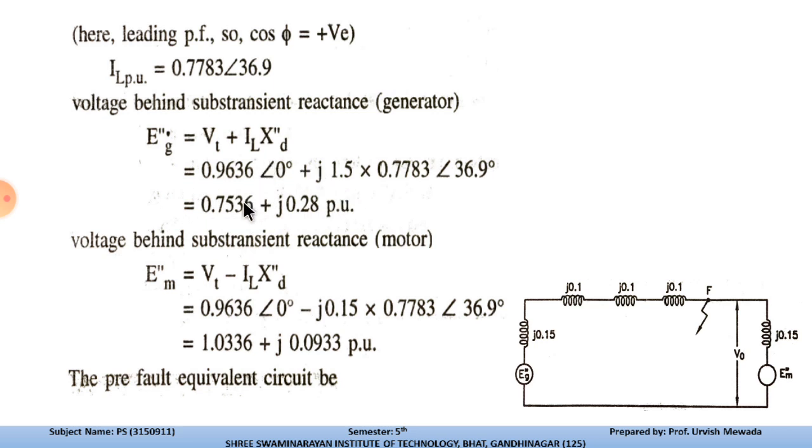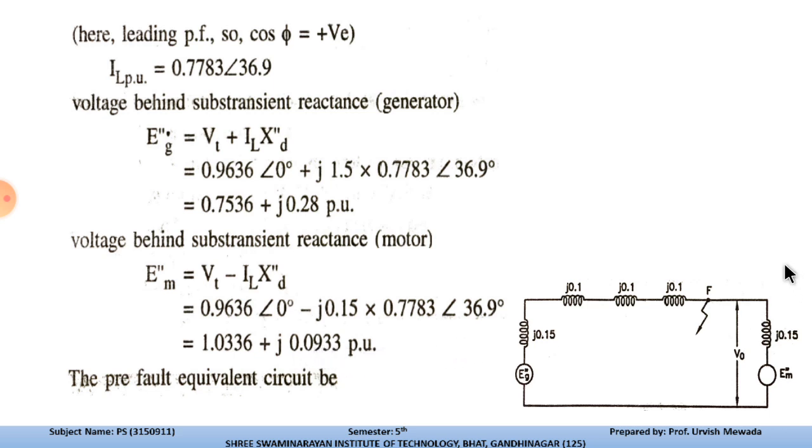Now the voltage behind subtransient reactance for the motor: the equation is EM double dash equal to VT minus IL XD double dash. VT is 0.9636 at angle 0, IL is 0.7783 at angle 36.9 degrees, and XD double dash is 0.15. So EM is equal to 1.0336 minus j0.0933 pu.